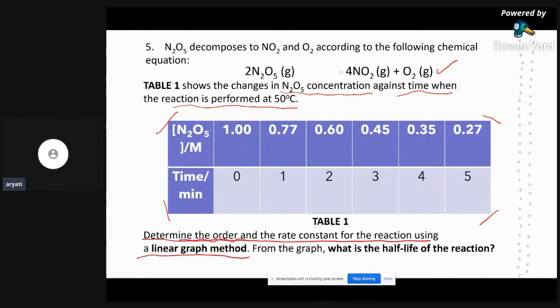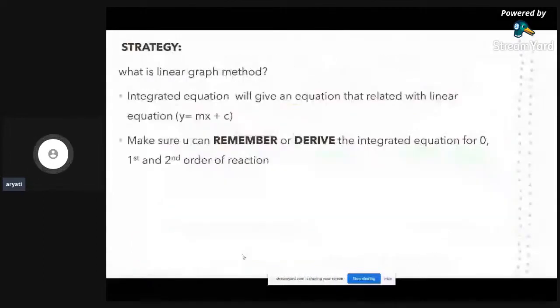So maksudnya this question is specifically to determine the rate constant and the order of reaction by using a linear graph method. And then from the graph, what is the half-life of the reaction? Okay, so your strategy, what is the linear graph method?